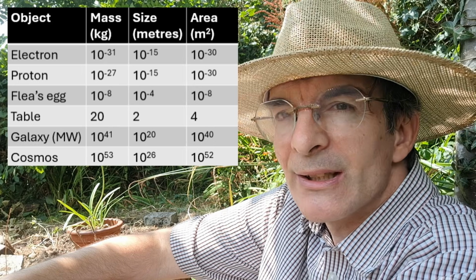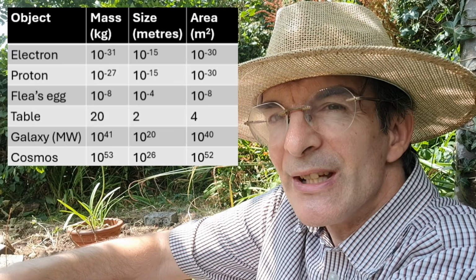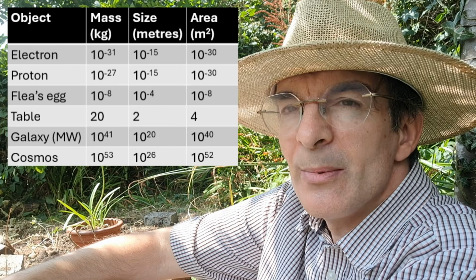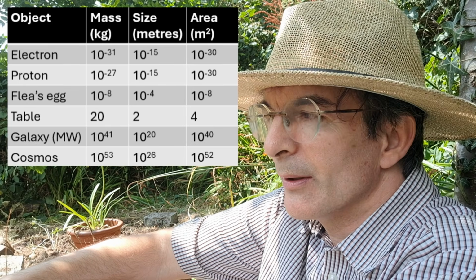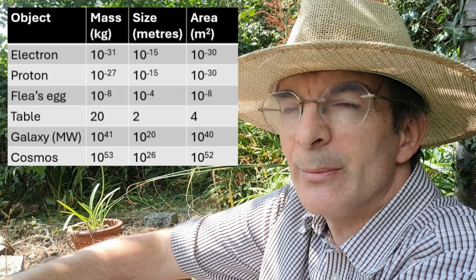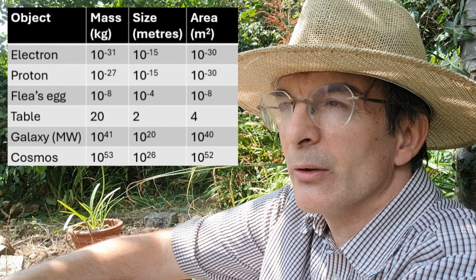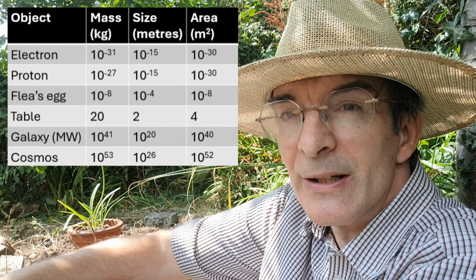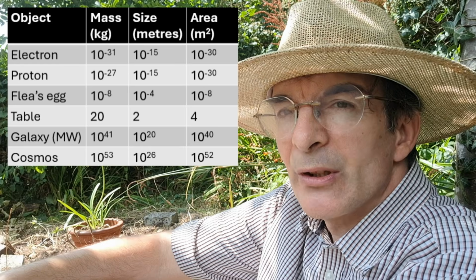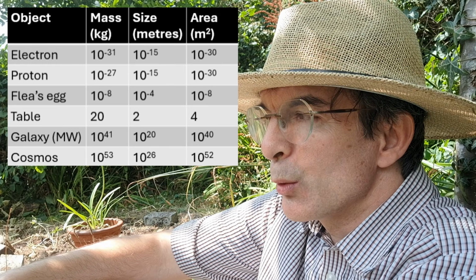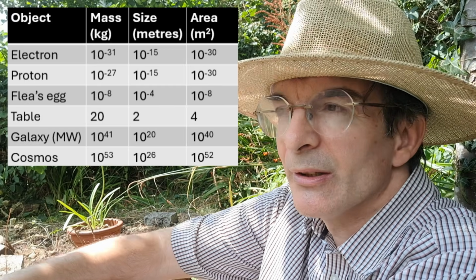Then we have a galaxy, so the Milky Way is about 10 to the 41 kilograms, that's just the bit we can see. The size is about 10 to the 20 meters. And the area is about 10 to the 40, so again we have within a factor of 10 agreement here. And then the entire cosmos, well, of course the mass is not particularly well known, but it's thought to be something like 10 to the 53. The size is about 10 to the 26, depending on which definition you use, and so the area is about 10 to the 52, which is fairly close to the 10 to the 53.